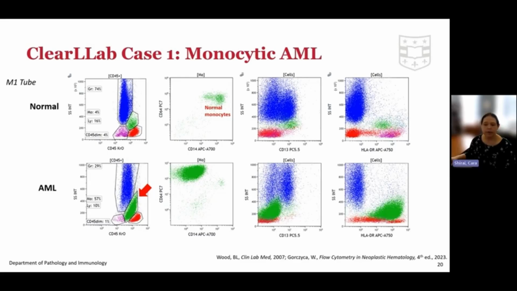Note, there are a few residual normal mature monocytes in the background of the acute leukemia. They are CD64 and 14 co-positive and also express CD13. HLA-DR and CD64 expression are often retained in monocytic AML, but CD14 is frequently lost or partially expressed.